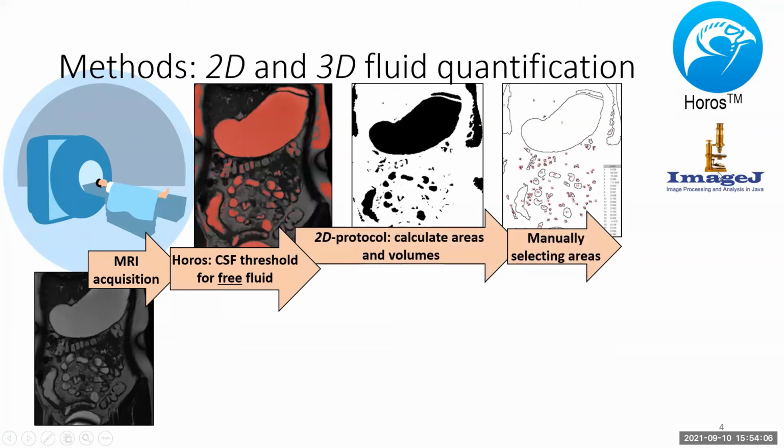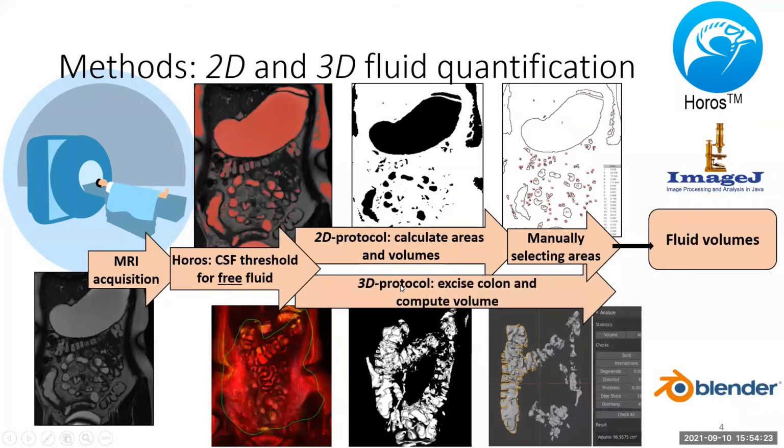Then we would use MHJ to extract data on these red areas, and we can calculate the real area and multiply it by the z-axis, so we get the volume, and then we manually select all those areas as to be in the colon or not.